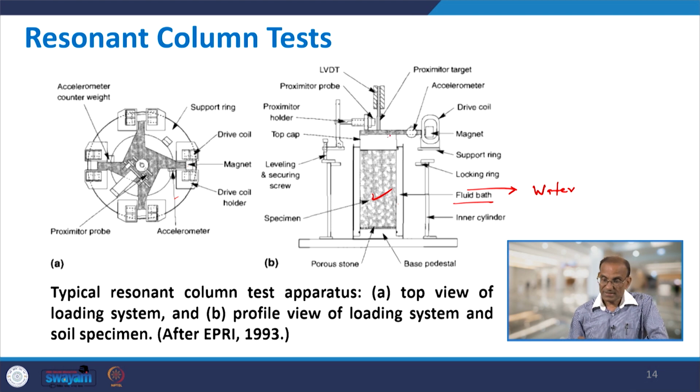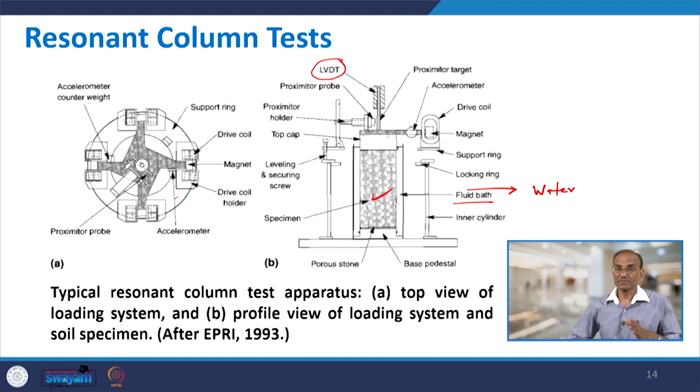Here on the top of it there is a loading system, and in this loading system, for measurement of displacement you have the LVDT, and the proximeter probe is the same as given here. Here on the side, in the elevation, the drive coil and magnet can be seen, which was on the top here. Then the top cap and specimen, and you can control the pore water pressure in this case. So, this is what you have in a typical resonant column test apparatus.